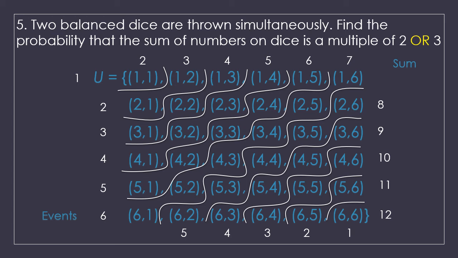Multiple of 3 is 3, 6, 9 and 12. So 3 is 2 events, 6 is 5 events, that is 7, 9 has 4 events, that is 11, and 12 has 1 event, that is 12. So the events which are multiple of 3 are 12.